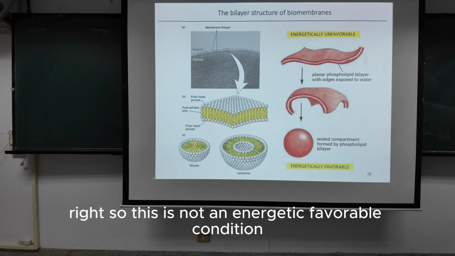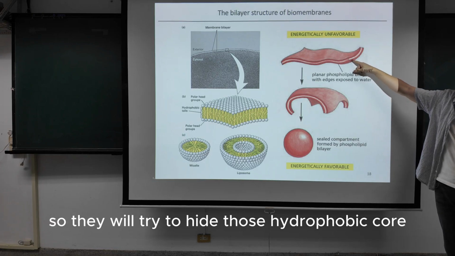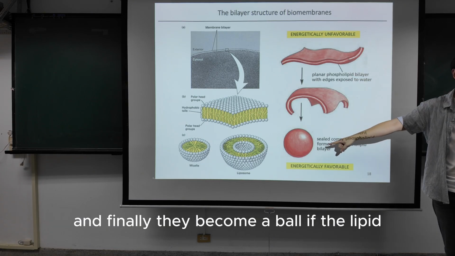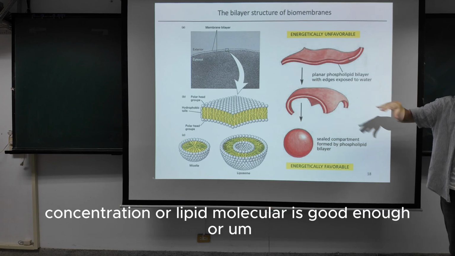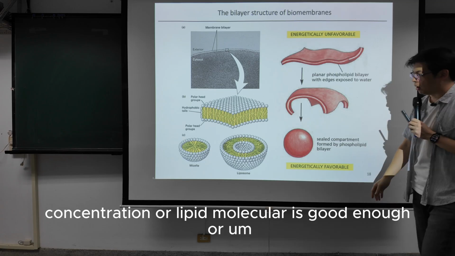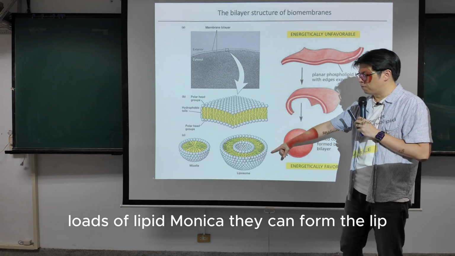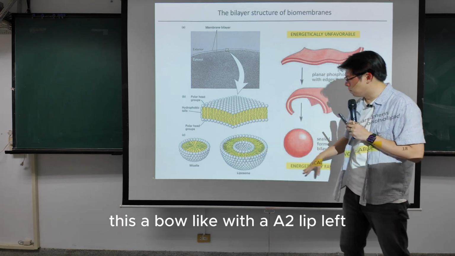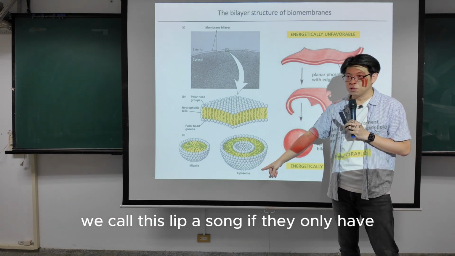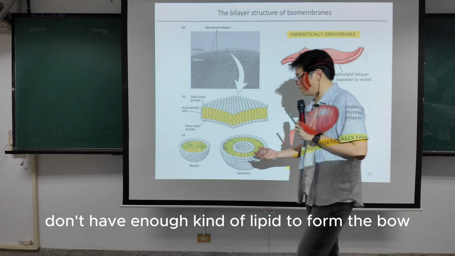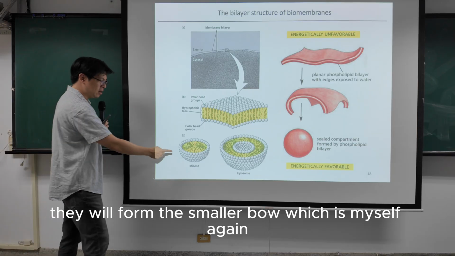So this is not an energetically favorable condition. They will try to hide those hydrophobic cores, and finally they become a bowl. If the lipid concentration or lipid molecules are enough, they can still form the bowl. This is a bowl-like structure with two leaflets. We call this a liposome. If they don't have enough lipid to form the bowl, they will form a smaller bowl, which is my cell.